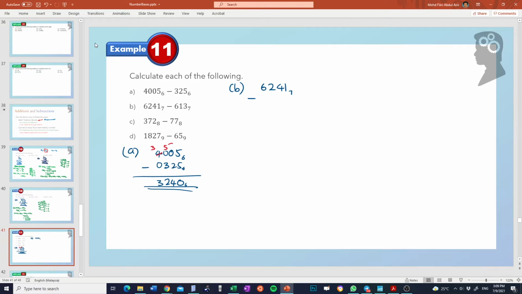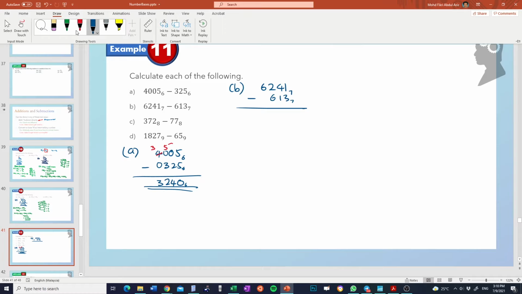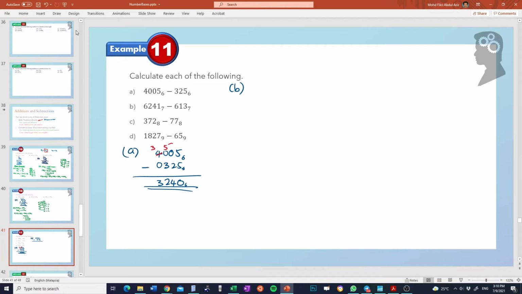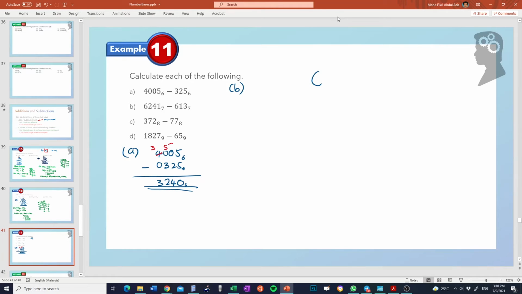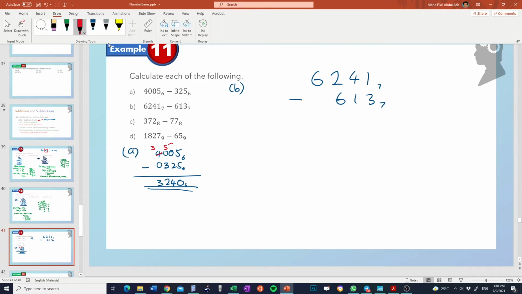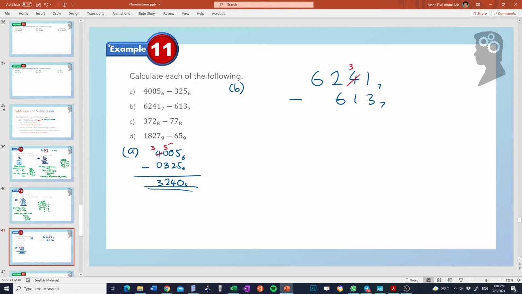6241 base 7 minus 613 base 7. Alright. Yang pertama, 1 tolak 3 tak boleh sebab tak cukup. Maybe I should write it a little bit bigger. Sekejap ya. Write it a bit bigger supaya boleh nampak, supaya lebih jelas. 6241 minus 613 base 7. Okay, 1 minus 3 is not allowed. Jadi kita kena pinjam. Take from 4 here, so becomes 3. Now, digit 1 become 1, 1.